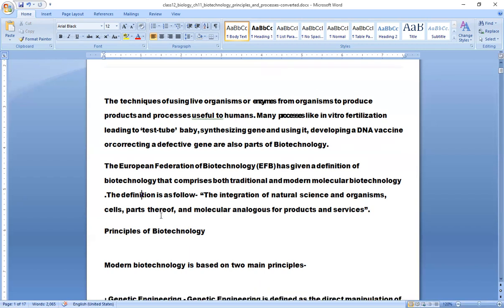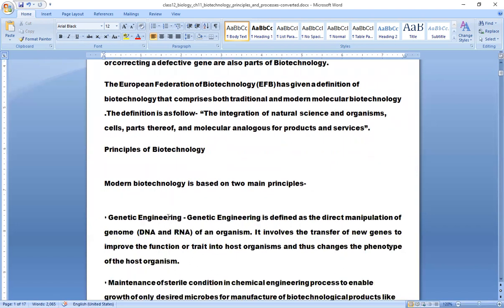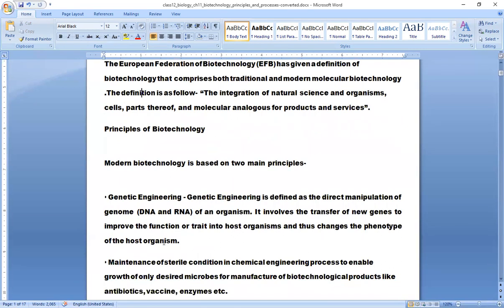Now today we are going to see the principles. First we are going to see the principles of biotechnology. So what do the principles of biotechnology say? The modern biotechnology is based on two principles, right? So two main principles are very important when we are going for the process of biotechnology. The first is genetic engineering, right?